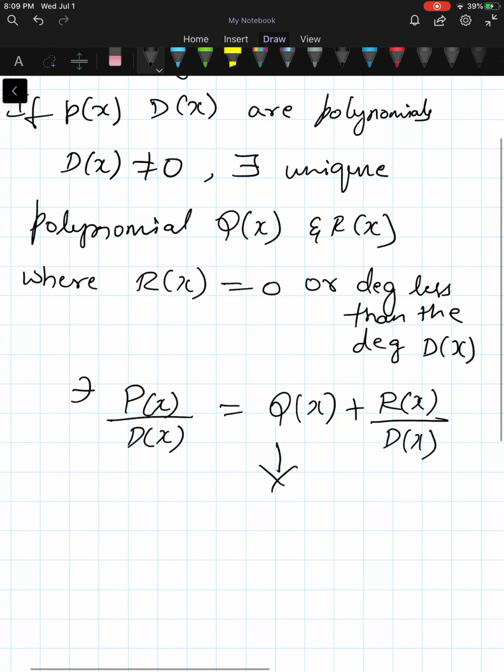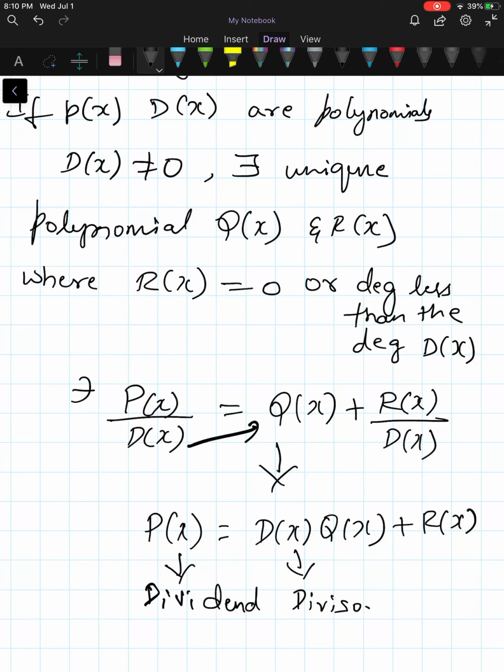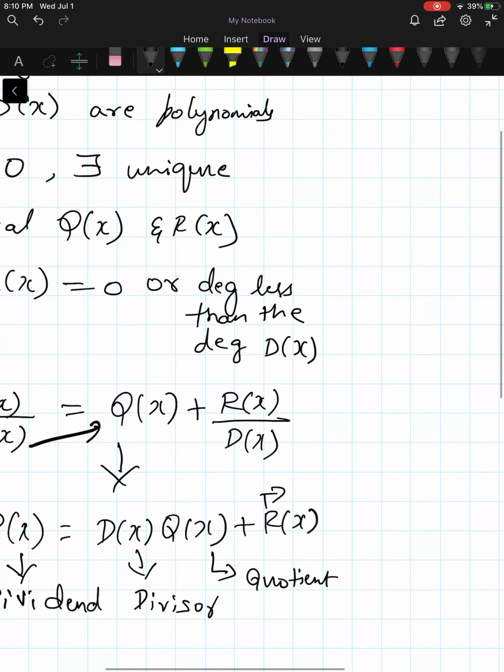Or this particular equation can also be written as p of x is equal to d of x times q of x plus r of x. So that is cross multiplying d of x with the terms on the right-hand side. Here p of x is called the dividend, d of x is called the divisor, q of x is called the quotient, and r of x is the remainder.